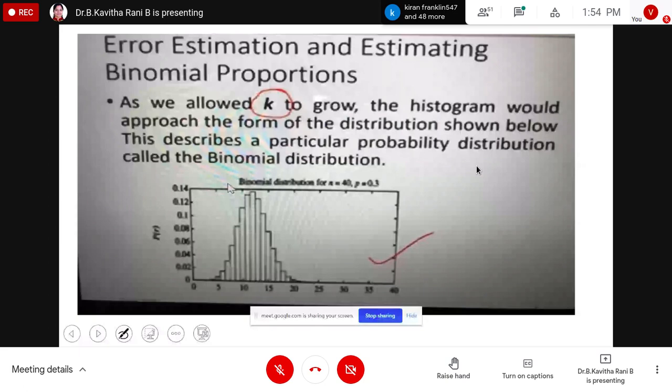Then the histogram would approach the form of the binomial distribution. As we increase it, the binomial distribution looks like this. So this binomial distribution is for n equal to 40. n equal to 40 means we did it 40 times. Probability is 0.3. This is called the binomial distribution.